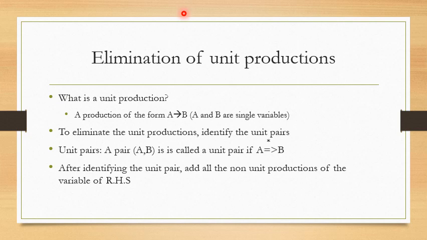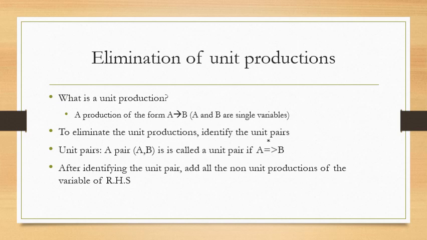So to identify this, you will need to check what the unit pairs are. Okay, so a pair A comma B is called a unit pair if A derives B through one or more steps, you'll have a star here. Yes. Okay, through one or more steps, if you are able to derive a single variable using unit productions, then we say it is a unit pair. After identifying unit pairs, you have to substitute all the non-unit productions of the variable on the RHS to it.